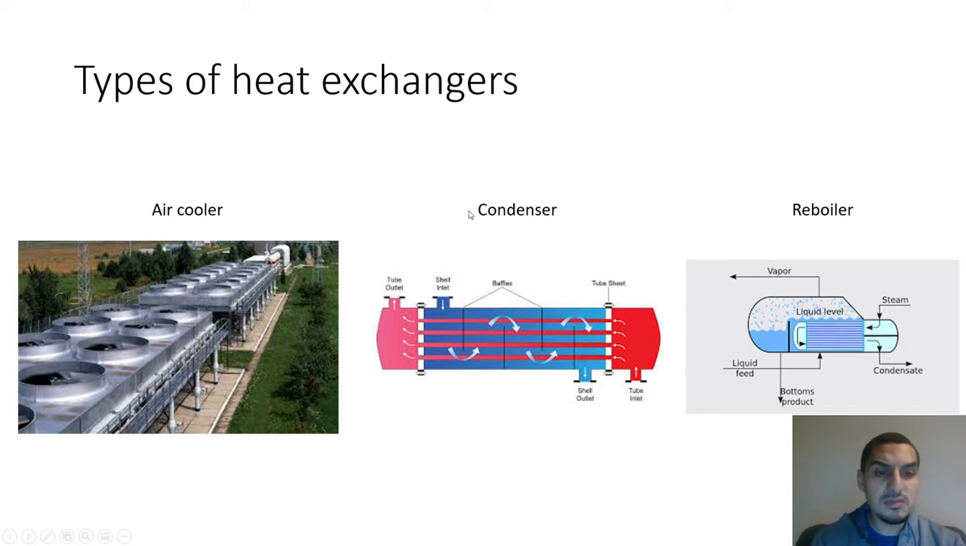The condensers and reboilers are kind of similar to the shell and tube heat exchangers, but they are special types, and they are used a lot. And the very famous application for these two is the distillation column. So you have the condenser at the top of the column and the reboiler in the bottom of the column, so that we will have a continuous flow of gas and liquid all over the length of the distillation column.